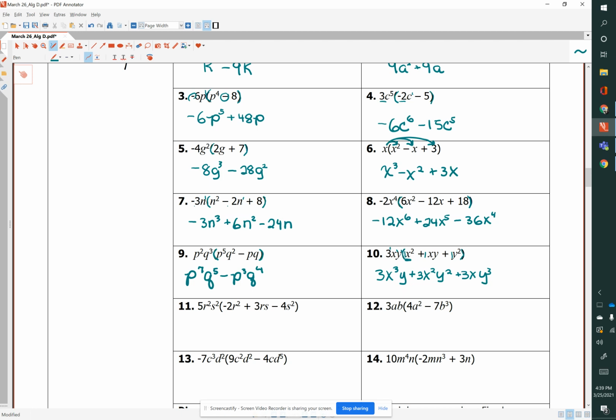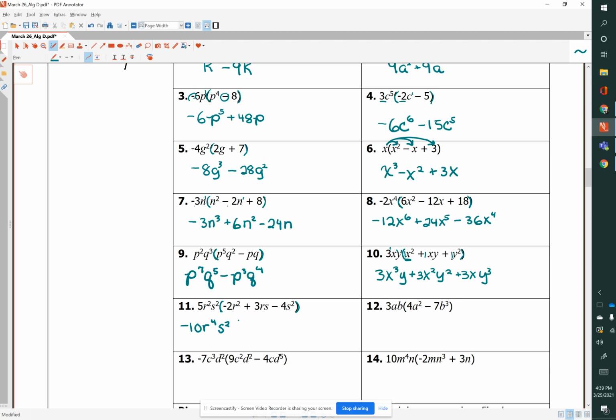Okay, number 11. So 5r to the second power, s to the second power, times the quantity of negative 2r to the second power plus 3rs minus 4s squared. So 5 times negative 2 is negative 10, and r, 2 plus 2 is 4. Then we have that s squared.